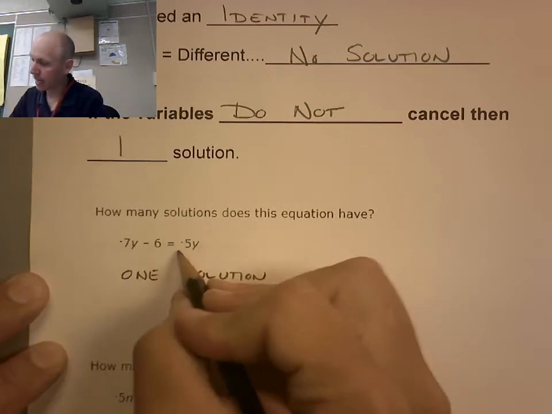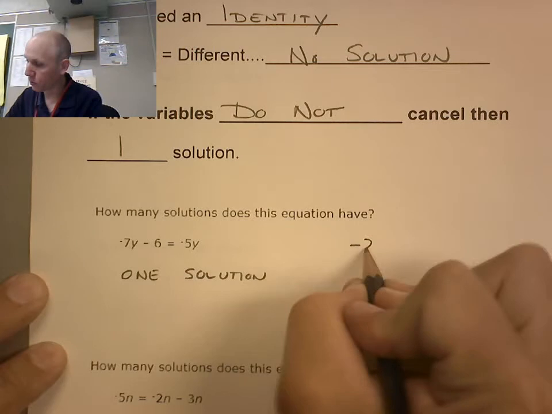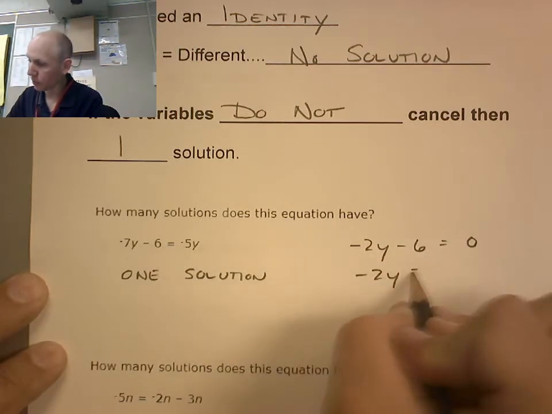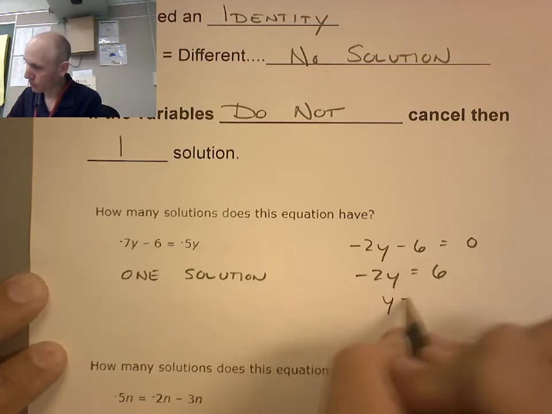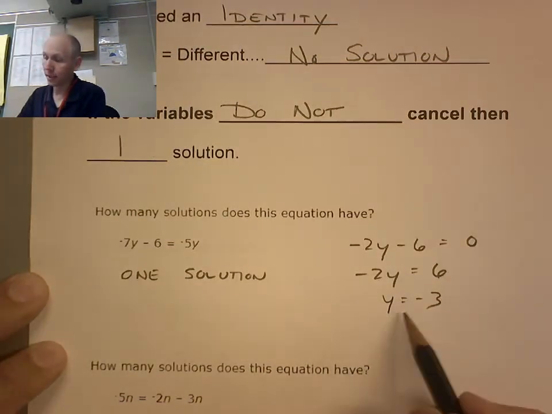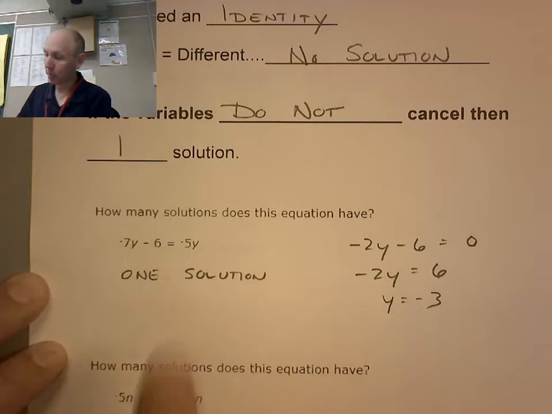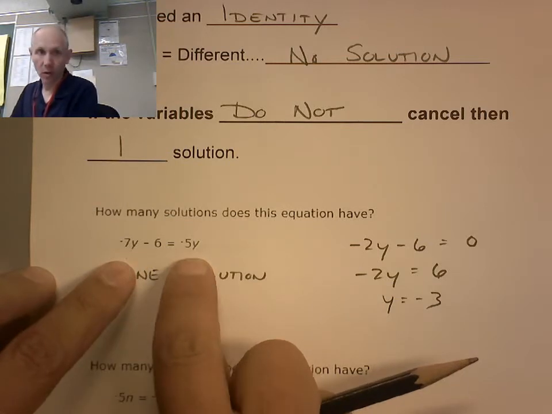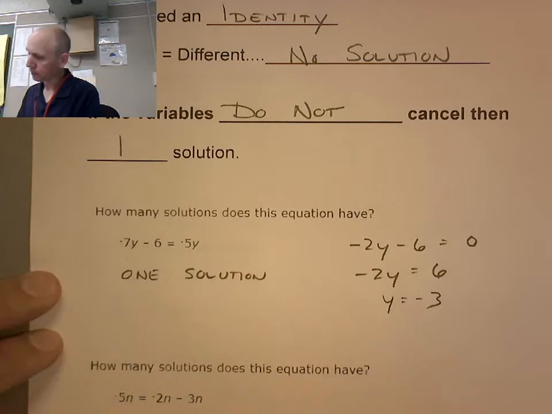Let's solve it. So I'm going to add 5y to both sides. That's going to be negative 2y minus 6 equals 0. Negative 2y equals 6. Y equals negative 3. There's the solution. It's one solution. I didn't have to do all that work, though, because I just noticed, hey, these y's are not going to go away. They would have to totally cancel out. Everything would have to go, all the y's would have to go away. But they don't, which means there's one solution.